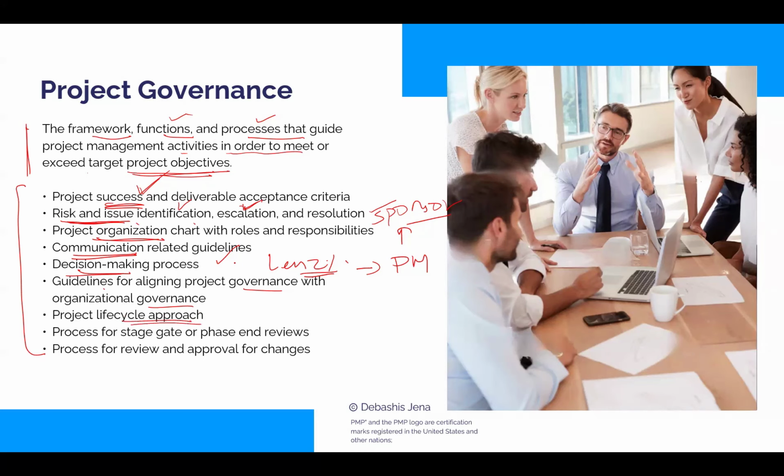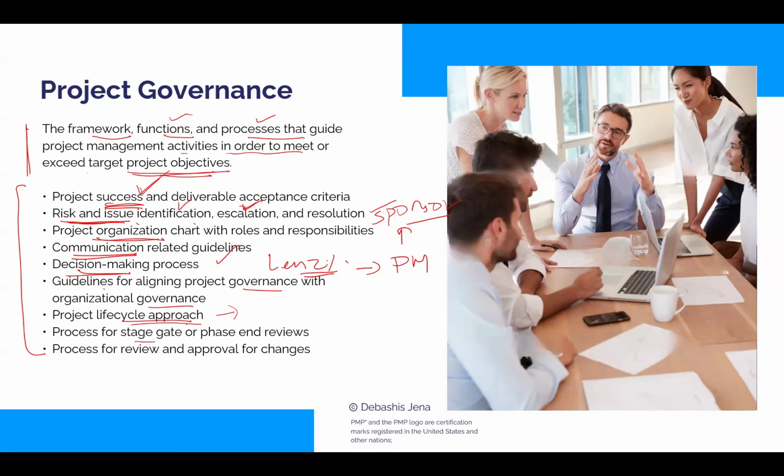Life cycle approach. Life cycle approach to mean we just learned that predictive, iterative, incremental, agile, what. So you decide and state we are going to use predictive or agile, whatever in the project. A process for stage gate.